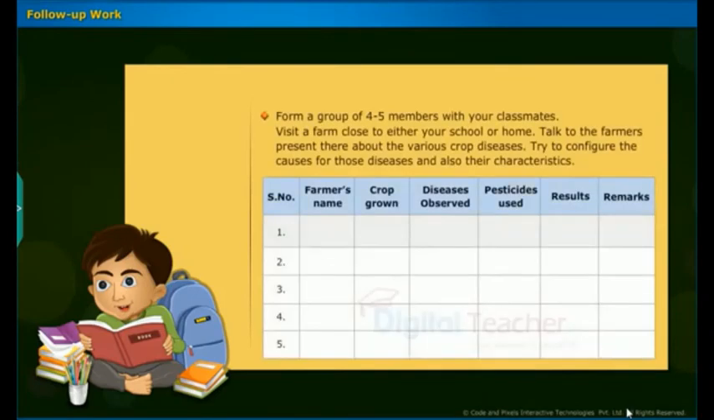Form a group of 4 to 5 members with your classmates. Visit a farm close to either your school or home. Talk to the farmers present there about the various crop diseases. Try to configure the causes for those diseases and also their characteristics.